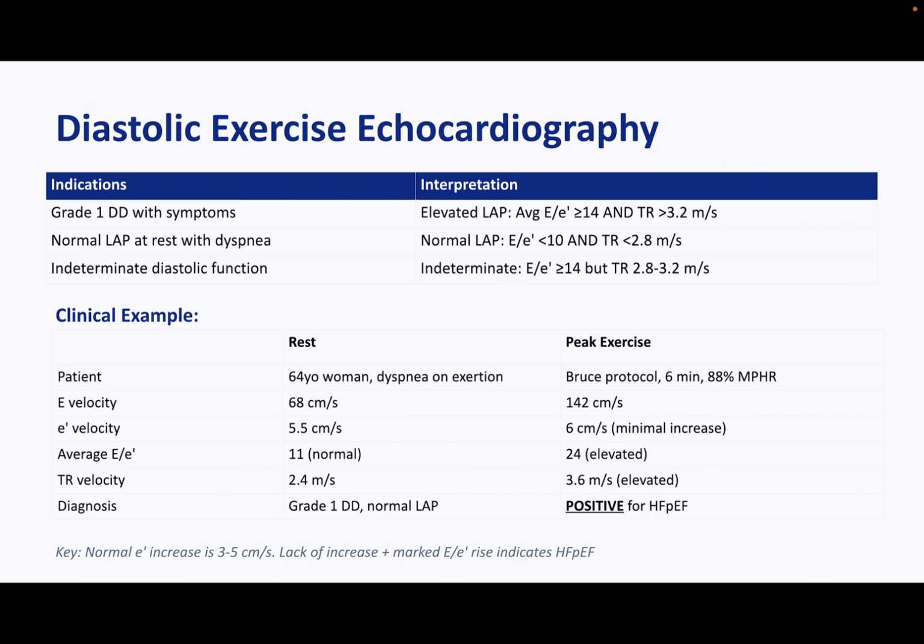Clinical physiology observation: normal E prime increases by 3 to 5 during exercise as catecholamines enhance myocardial relaxation. In this patient, E prime barely moved, 5.5 to 6. Lack of diastolic reserve. The myocardium cannot accelerate its relaxation in response to the increased demand of exercise. This is the pathophysiological signature of heart failure with preserved EF.